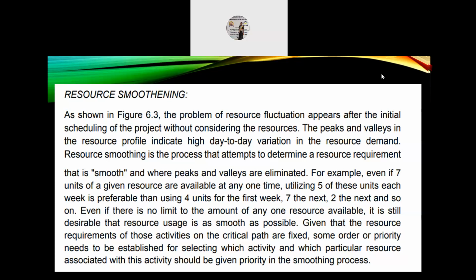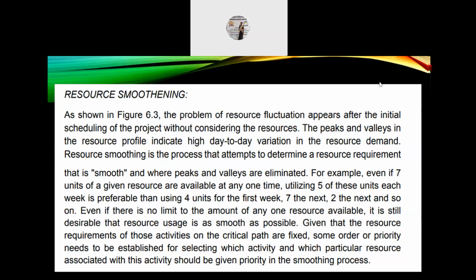Resource smoothing is the process that attempts to determine a resource requirement that is smooth and where peaks and valleys are eliminated. For example, even if 7 units of a given resource are available at any one time, utilizing 5 of these units each week is preferable to using 4 units for the first week, 7 for the next, and 2 for the next, and so on.